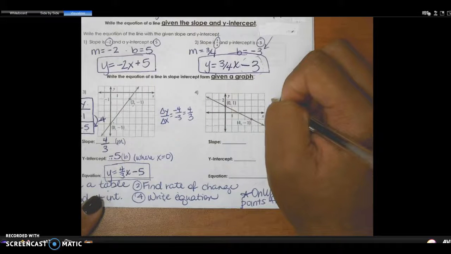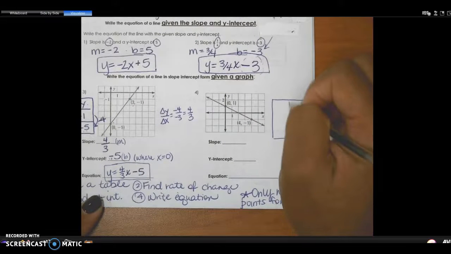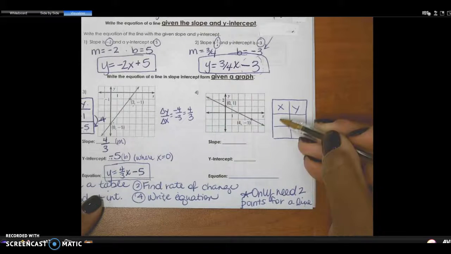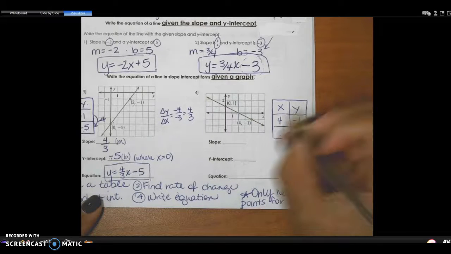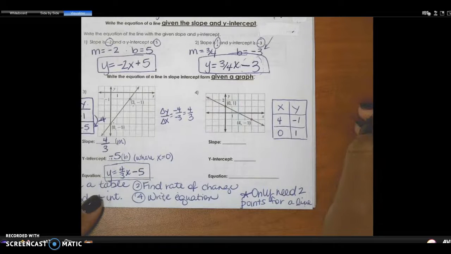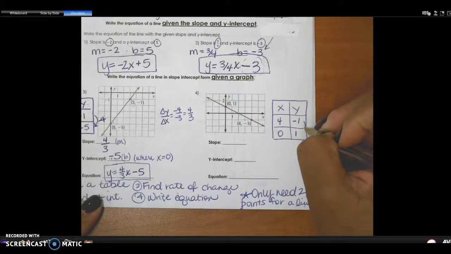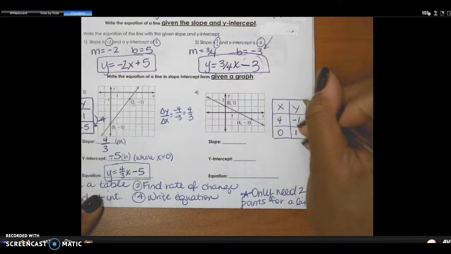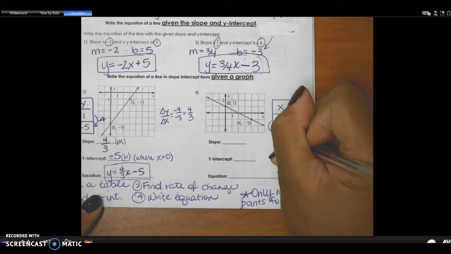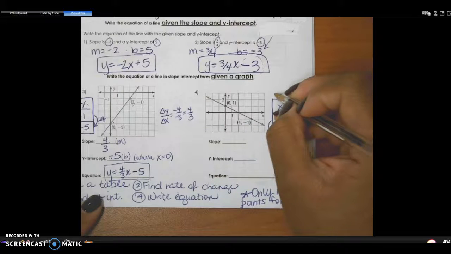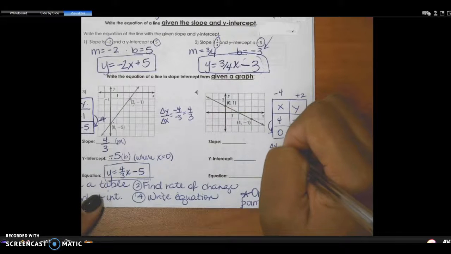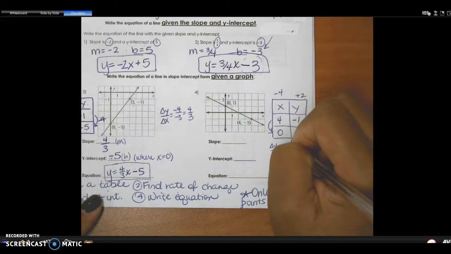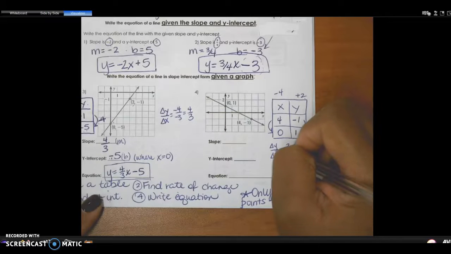Same thing over here. Make a table. X, y. You only need 2 points for a line, 1 point and another point. I have 4 and negative 1, and I have 0 and positive 1. Find my rate of change. How do I get from negative 1 to positive 1? That's adding 2. How do I get from 4 to 0? That is subtracting 4. Delta y over delta x. My change in y is 2. My change in x is negative 4.